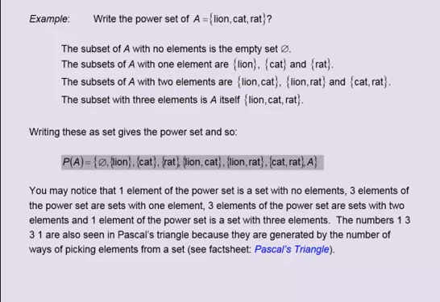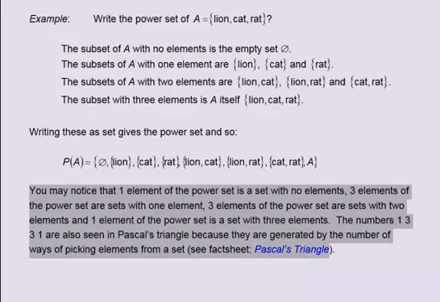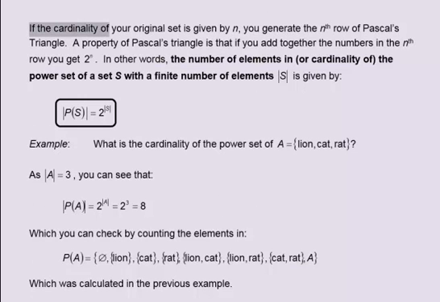You may notice that one element of the power set is a set with no elements. Three elements of the power set are sets with one element. Three elements of the power set are sets with two elements, and one element of the power set is a set with three elements. The numbers 1, 3, 3, 1 are also seen in Pascal's triangle because they are generated by the number of ways of picking elements from a set. See fact sheet, Pascal's triangle. If the cardinality of your original set is given by n, you generate the nth row of Pascal's triangle.